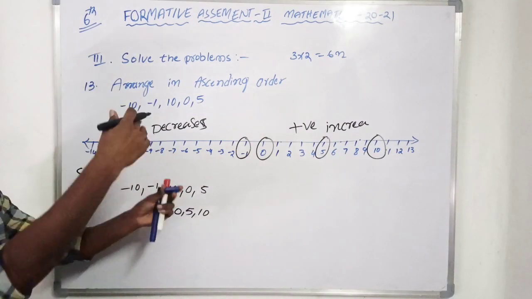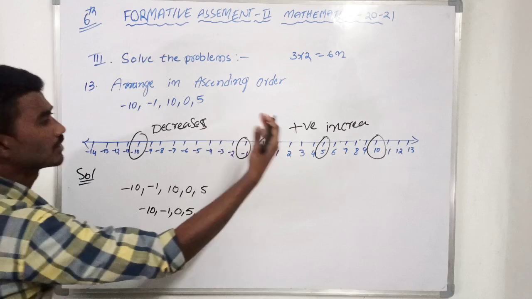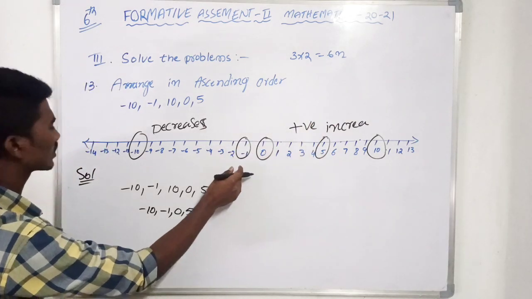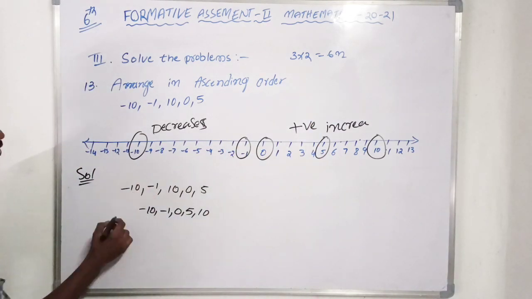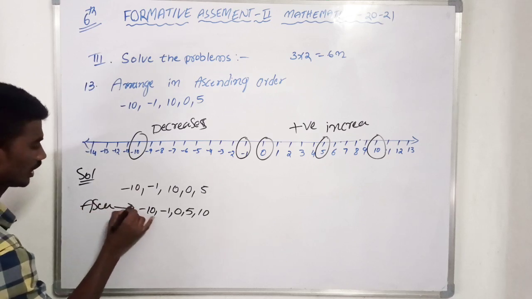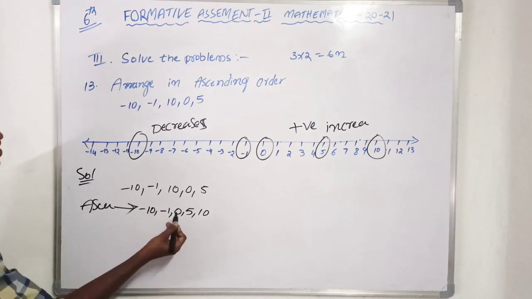The alternative, descending order, is big to small: 10, 5, 0, minus 1, minus 10. So the ascending order is minus 10, minus 1, 0, 5, 10.